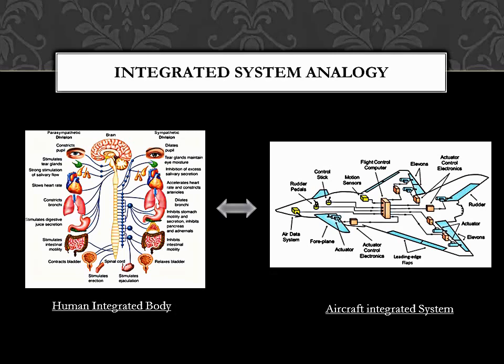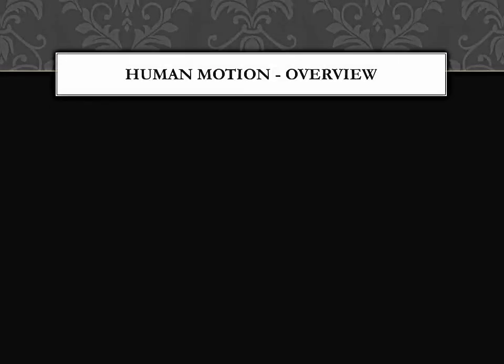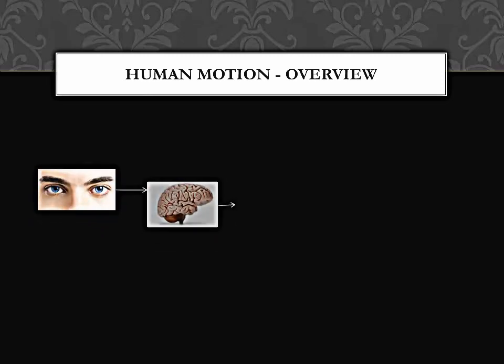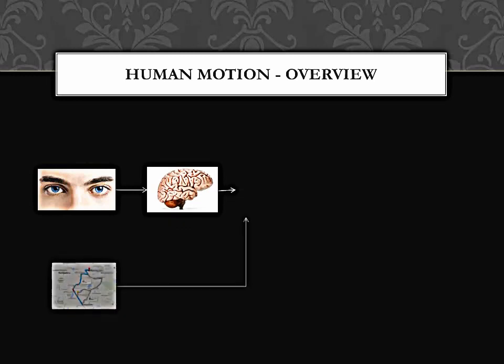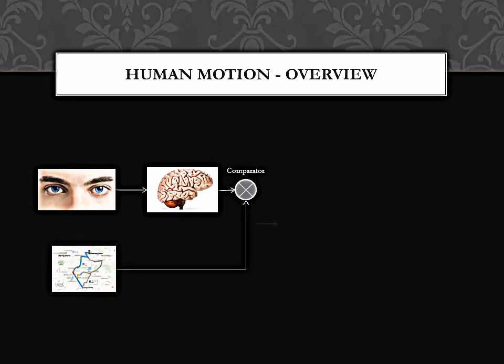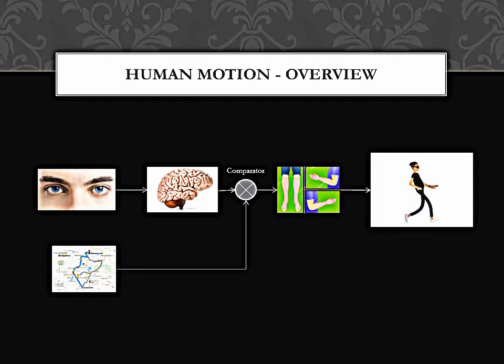Let me summarize how the human motion works. We have the skeleton, we have the energy, and we have the arms, legs, all the body parts. If we have to move, we use our eyes. We keep observing where we are at any point of time. We send those signals to the brain. The brain compares the information with the route that it has in its storage and sends signals to the legs, hands and hip joints so that our body moves towards the destination in the planned route.